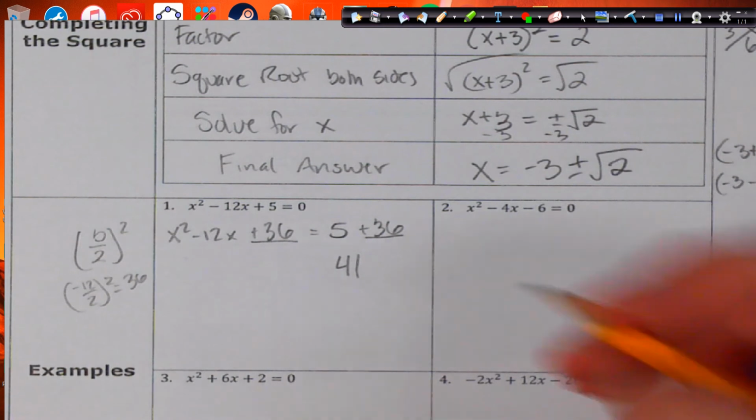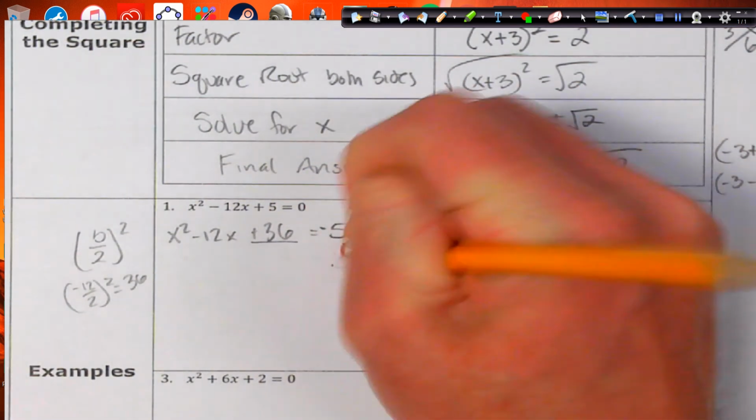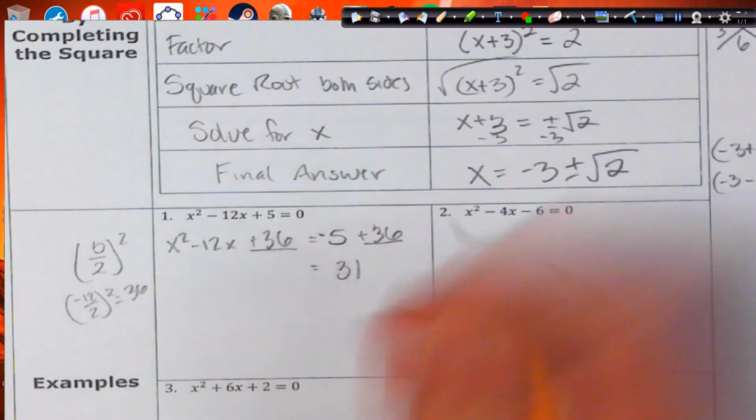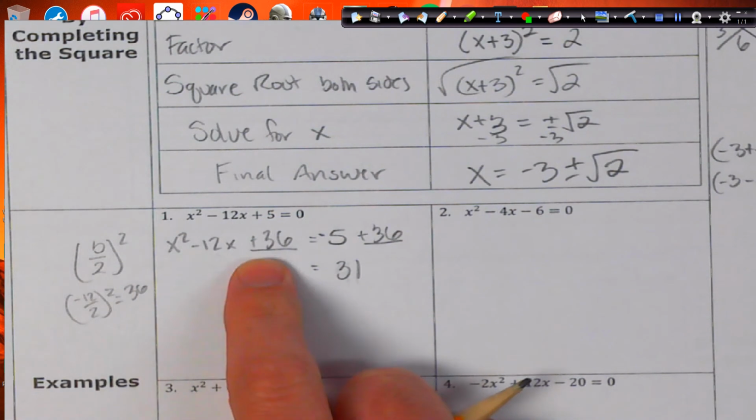Oh, I'm sorry, that's a negative 5. So that's going to give me 31. And then over here, what's going to happen is we're going to get x squared minus 12x plus 36.